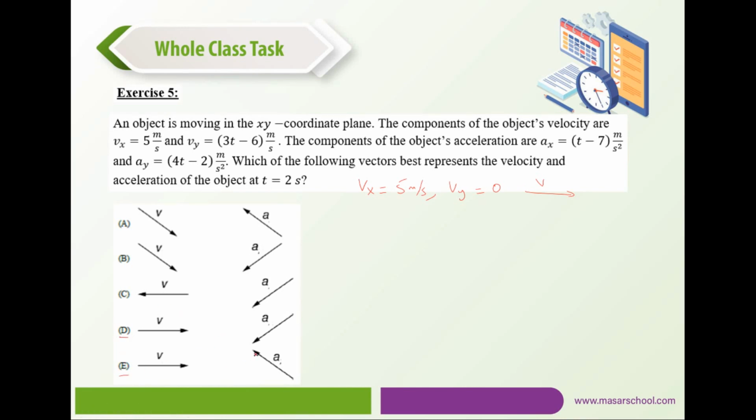Now what about the acceleration? Now Ax would be given by t, which is 2, minus 7, that would be minus 5 meters per second square, and Ay would be 4 multiplied by 2, which is 8, minus 2, that would be 6 meters per second square, which means that the acceleration is left and up, which means something like that. Then the correct choice would be E.